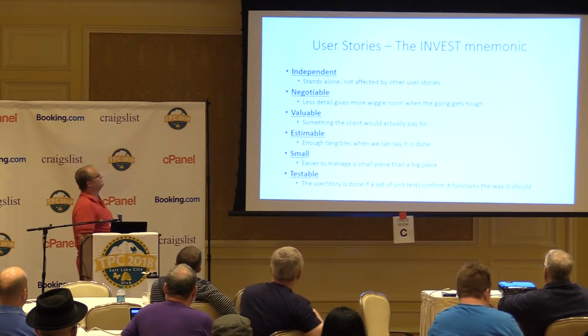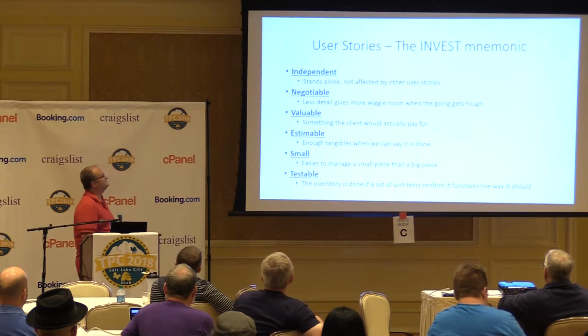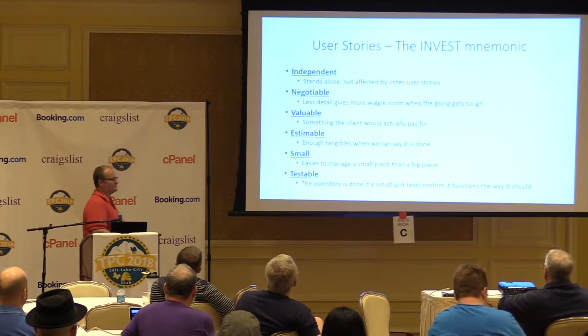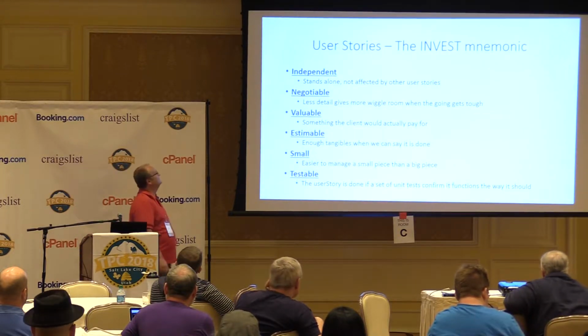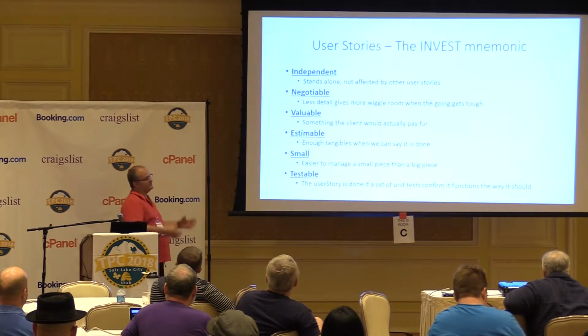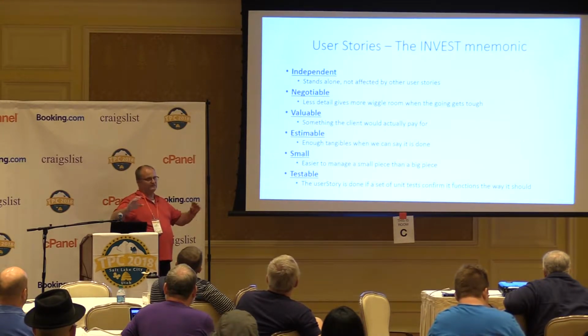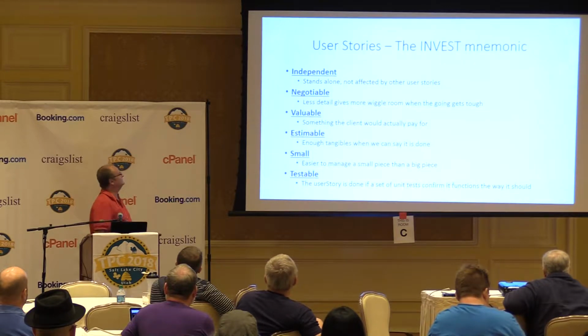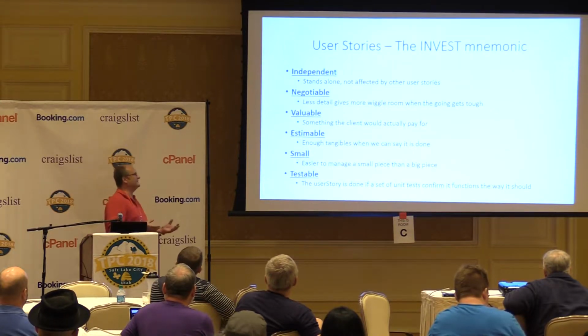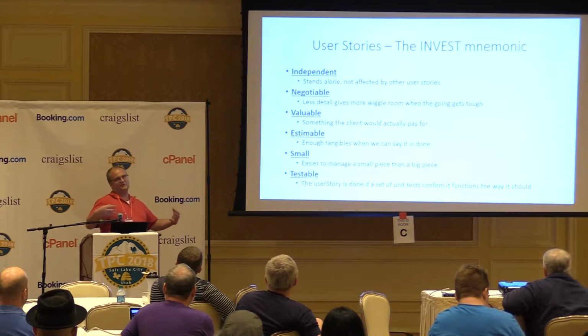If you go to Google on user stories, you're going to come across the INVEST mnemonic. This is what defines a good user story. A user story is independent, so we can have user stories that vary from one portion to another, and they stand on their own. You don't need to have other ones to make that. Negotiable: they're less detailed, which gives more wiggle room when the going gets tough. So if during development you find that there's a problem, you can negotiate what that user story is going to be as long as it has the same outcome.